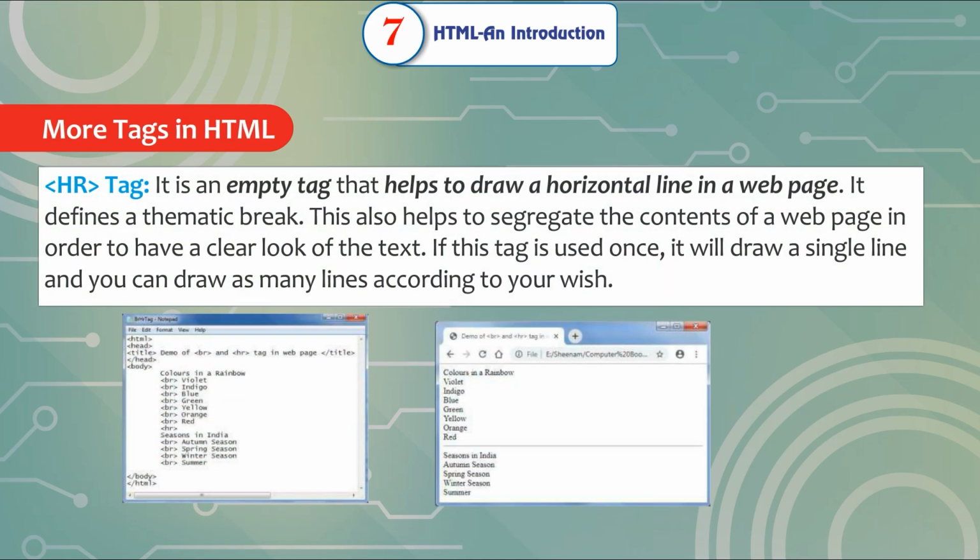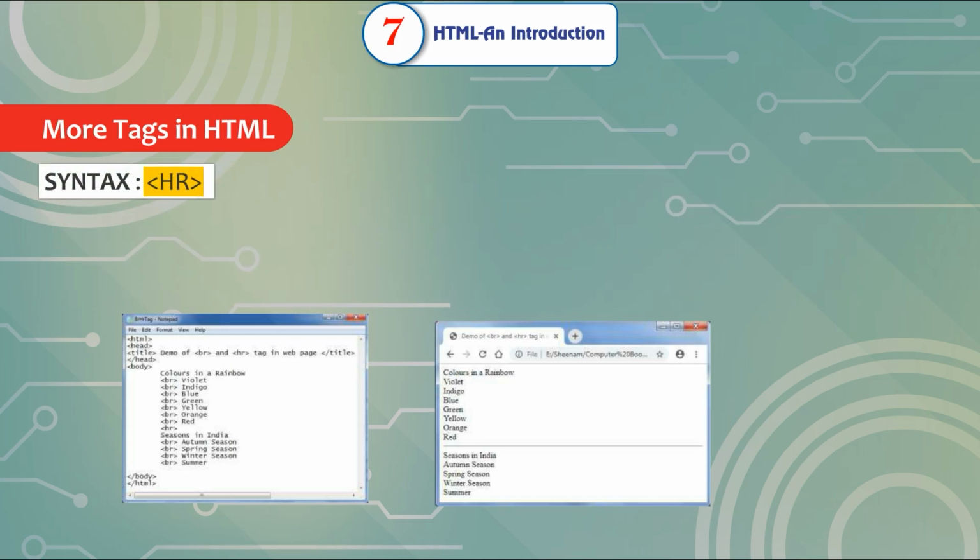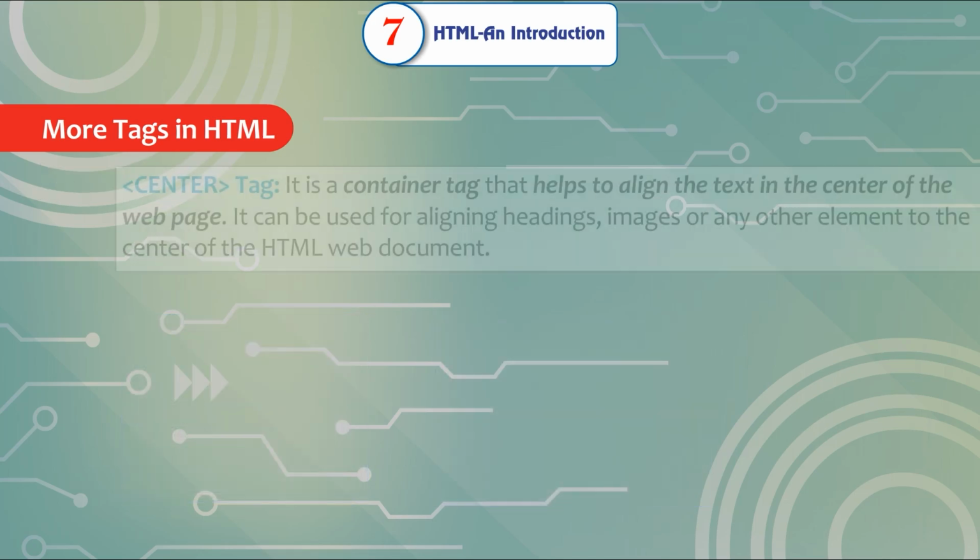HR tag. It is an empty tag that helps to draw a horizontal line in a web page. It defines a thematic break. This also helps to segregate the contents of a web page in order to have a clear look of the text. If this tag is used once, it will draw a single line, and you can draw as many lines as you wish. Syntax: HR.